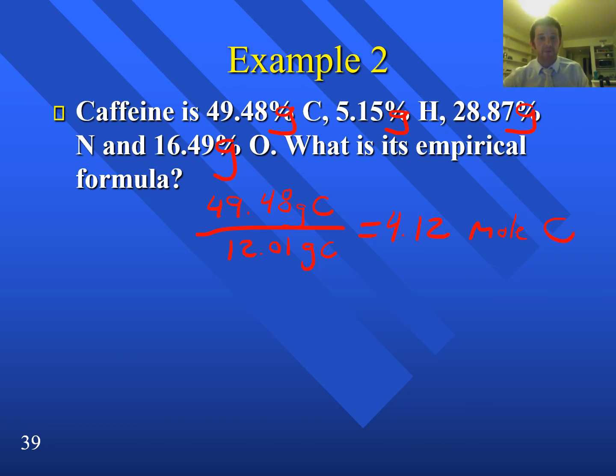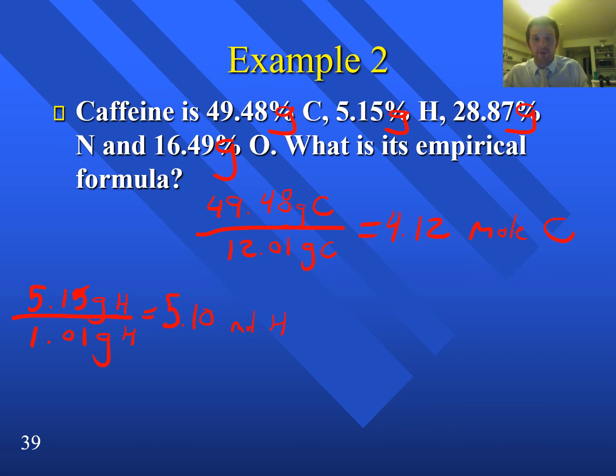I'm going to do the same thing with hydrogen. So I'm going to do that off to this side. 5.15 grams of hydrogen divided by 1.01 grams. And then I end up with basically 5.10 moles of hydrogen.